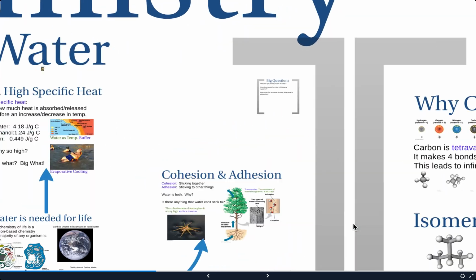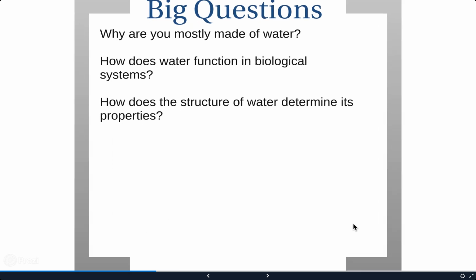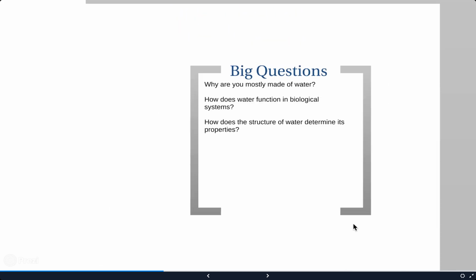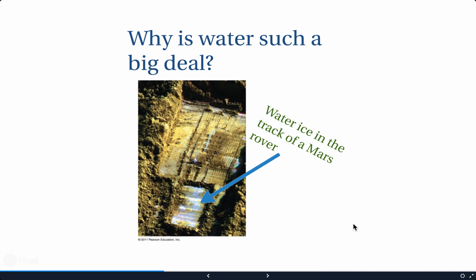Okay, water. So some big questions you should be asking yourself by the end of this is, why are you mostly made of water? How does water function in biological systems? And how does the structure of water determine its properties? So why is water such a big deal? Why are we always searching for it on different planets? Because where there's water, there is life.